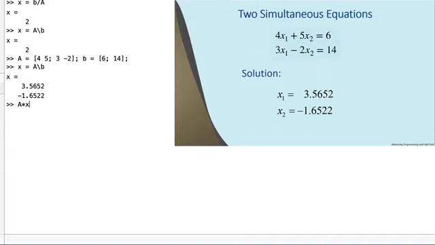If these numbers are correct, then A times X has to equal B. Oh yeah, it's correct all right. And that, friends, is all there is to solving simultaneous linear algebraic equations with MATLAB. You put the coefficients from the left side of the equations into a matrix. You put the constants from the right sides of the equations into a column vector. And you divide the matrix into the vector with the backslash operator.